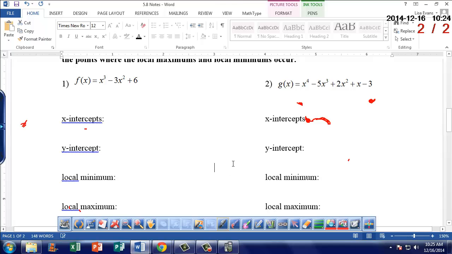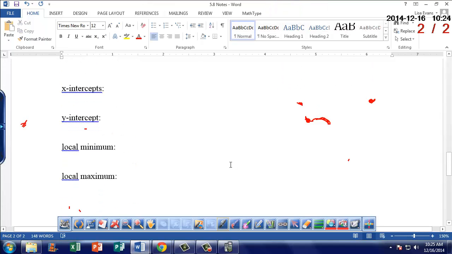Okay, go ahead and do the you-try on your own. Make sure you can do all 4 of these things. If you have any questions, comments, or concerns, or are having any calculator issues, go ahead, write it at the bottom of your paper, and I'll see you tomorrow in class.